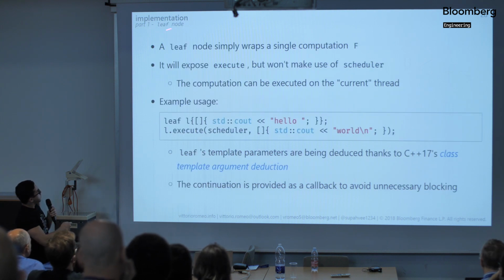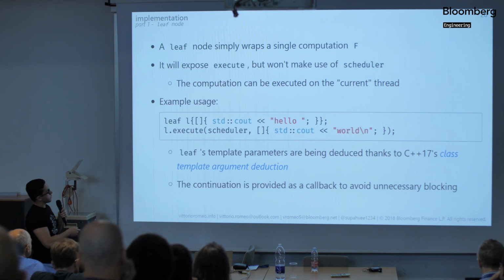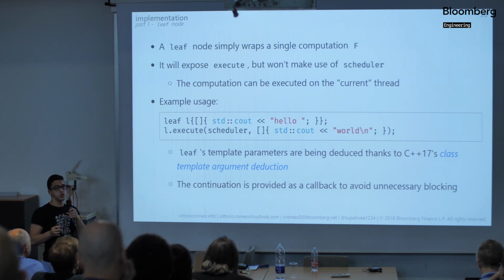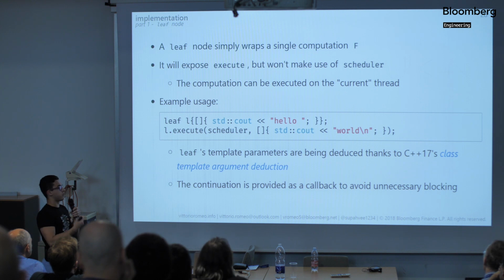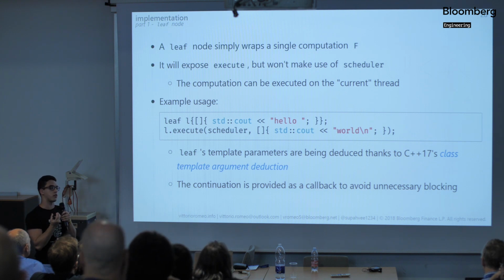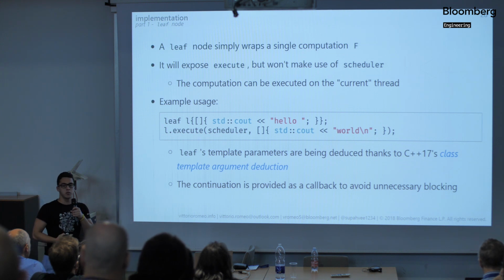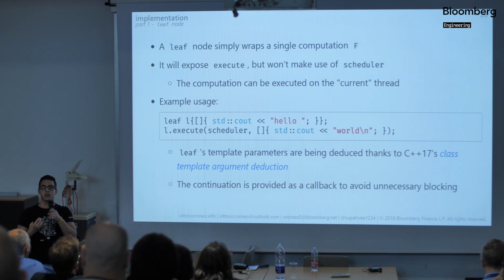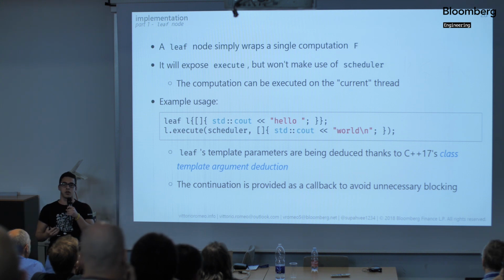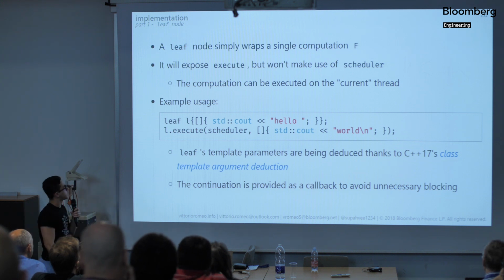So the first node we're going to implement is the leaf node. What it does is simply wrap an action and just fulfill the node concept. So it's just a very small building block for a composition. In this case, it will expose execute, but it won't make use of the scheduler unless you're explicit about it, because since it's a single action, it doesn't have any inherent parallelism. We can just execute it on the main thread.